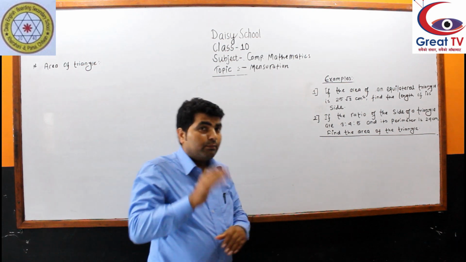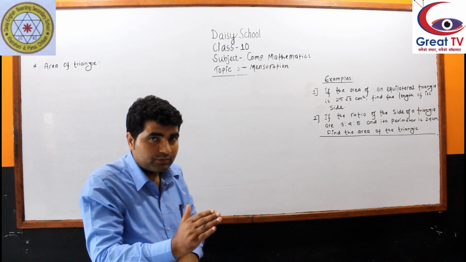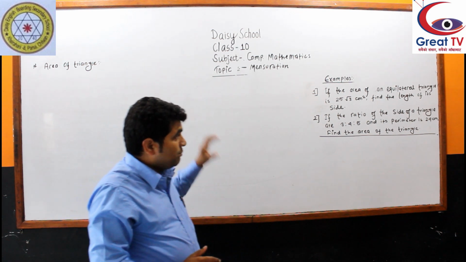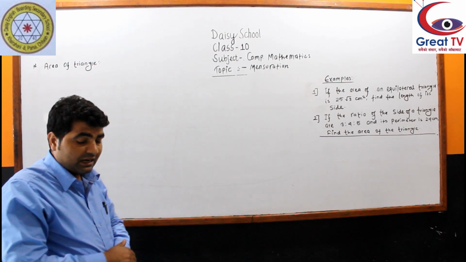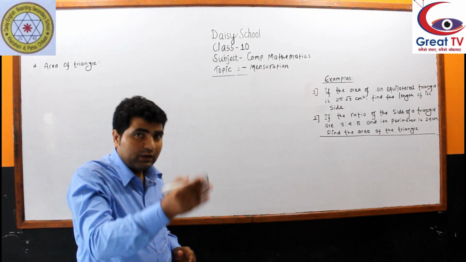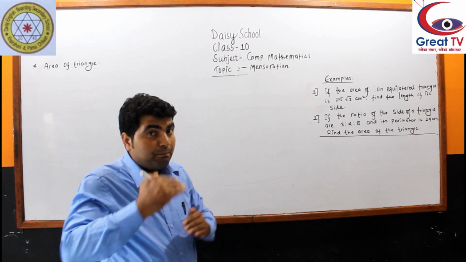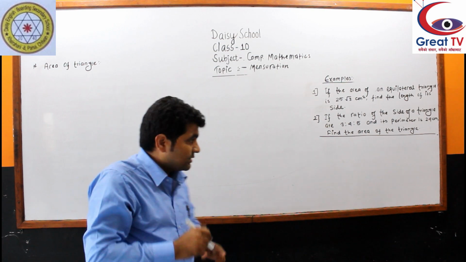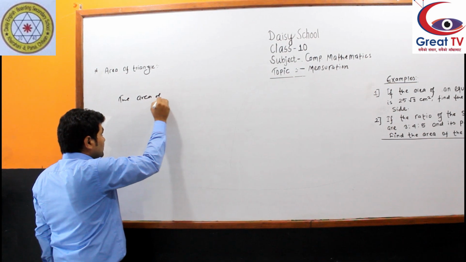Without plane figures, we can't complete solid figures, that is TSA, total surface area, curved surface area, or lateral surface area, or volume. So dear students, before that, first, how do we find the area of a triangle, for the various types of triangle? First of all, what is the formula to calculate the area of a triangle having base and altitude, base and height?